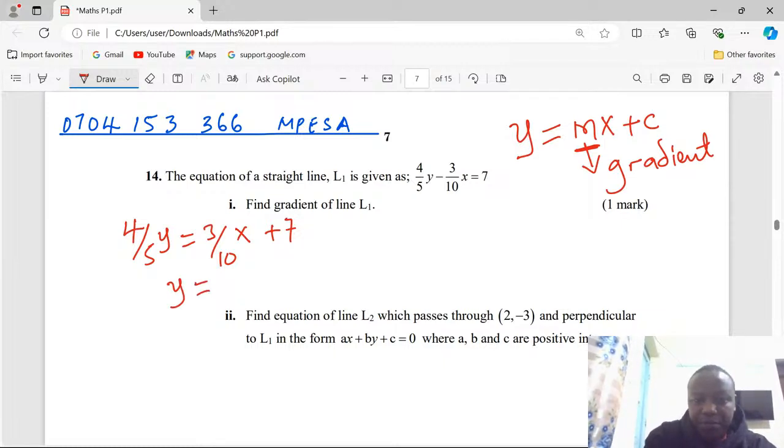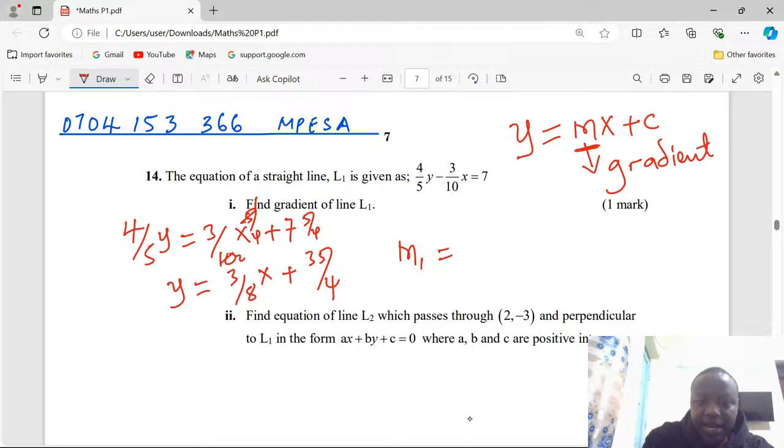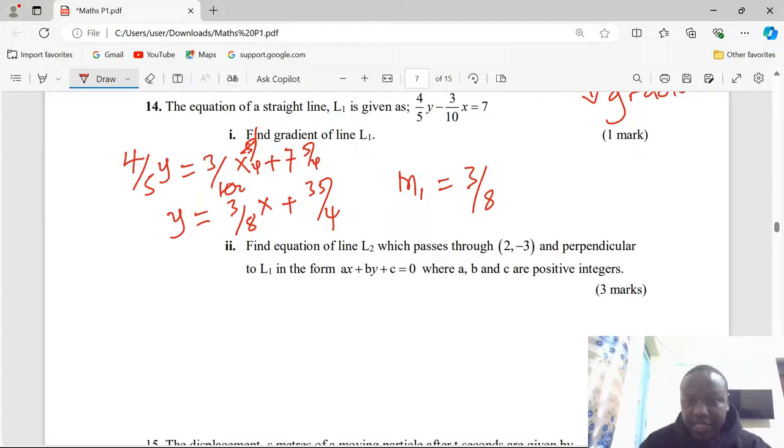So 3 over 10 multiplied by 5 over 4 becomes, after cancelling 5 by 5 and 2 by 4, 3 over 8 x, plus 7 is also multiplied by 5 over 4, and we get 35 over 4. In this case, we will say that the gradient of line 1 is exactly equal to 3 over 8. So that is gradient 1.